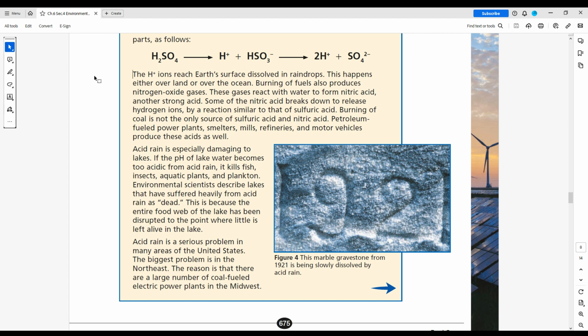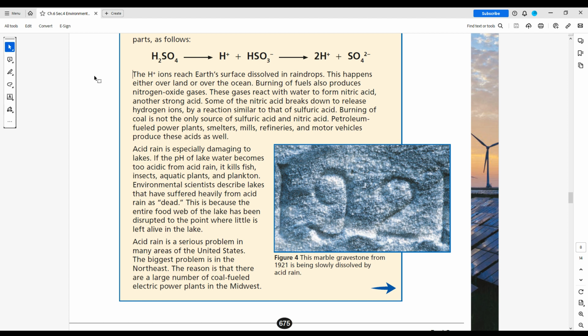Burning of fuels also produces nitrogen oxide gases. These gases react with water to form nitric acid, another strong acid. Some of the nitric acid breaks down to release hydrogen ions by a reaction similar to that of sulfuric acid. Burning of coal is not the only source of sulfuric acid and nitric acid. Petroleum-fueled power plants, smelters, mills, refineries, and motor vehicles produce these acids as well.